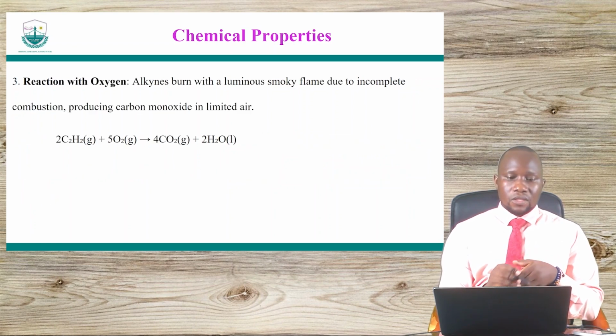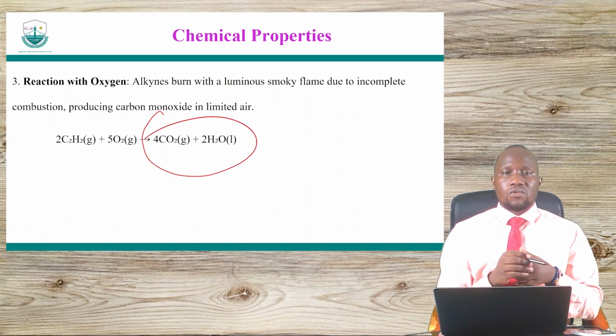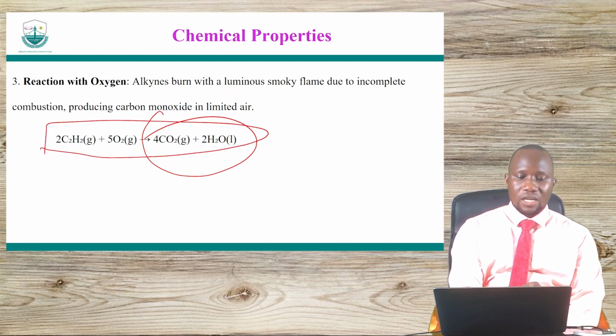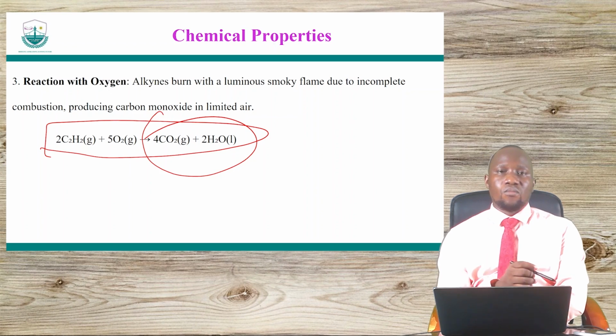Combustion: you can still produce carbon monoxide with limited oxygen, but you can also produce carbon dioxide when there is plenty of oxygen. So this is the equation that we have put there for complete conversion.